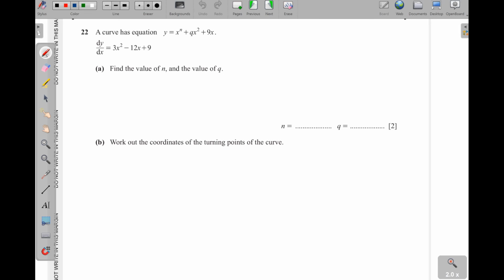Question 22 is coming from differentiation. A curve has this equation here: dy/dx is equal to 3x squared minus 12x plus 9. Part A, find the value of n and the value of q.